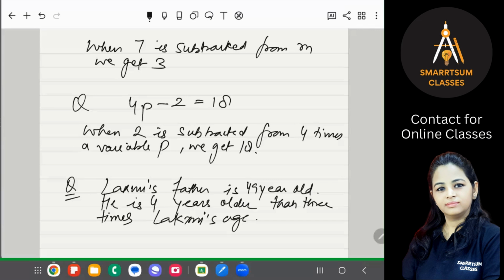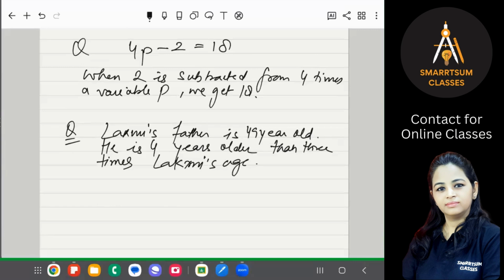Now you have to convert this. You have to set up an equation for this case. Suppose what we do now in this, we can assume some age as a variable, Lakshmi's age as a variable. So let Lakshmi's age be x years. Now, Lakshmi's father is 49 years old and he is 4 years older than 3 times Lakshmi's age.